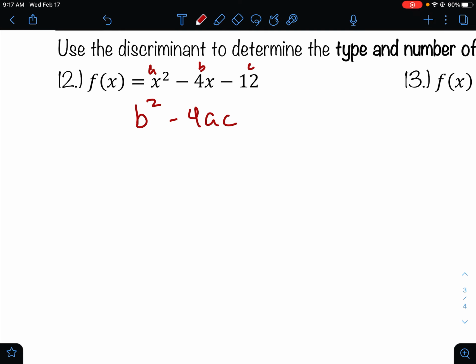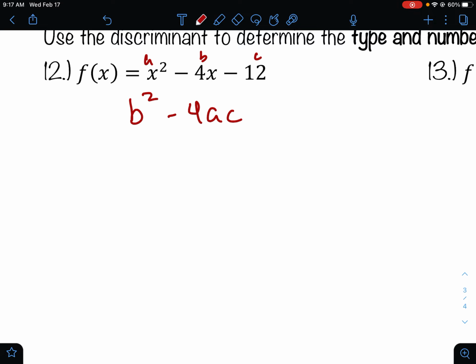Remember, if the number is positive, that means I have 2 solutions, 2 real solutions. If the number is 0, then I will only have 1 real solution. And if the number is negative, as you saw in the previous problem, I will have 2 imaginary solutions. So let's find out what this is. B squared, negative 4. Again, don't write negative 4 squared. Do negative 4 times negative 4 in your head.